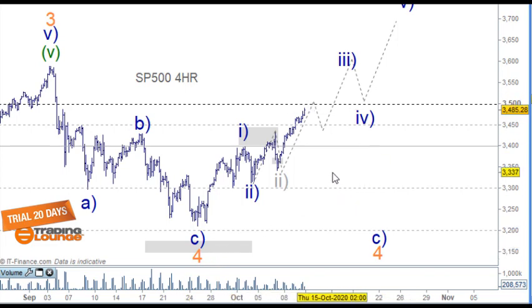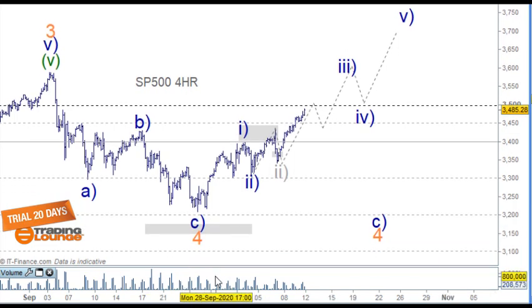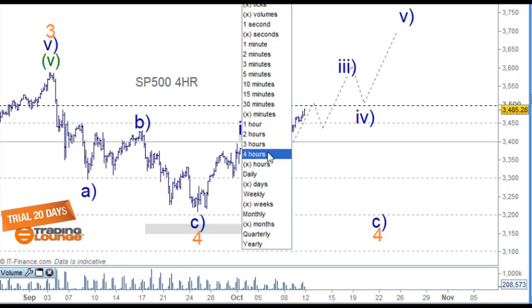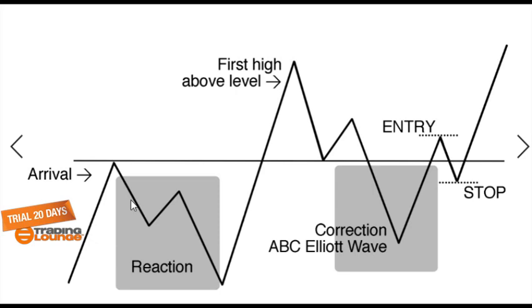Now, let's go to the hourly chart. In a nutshell, as somebody said, "Oh, Pete, this looks too easy, so there's got to be a problem there." Strange but true. What we'll do is look for a classic trading levels pattern at this point. The classic trading levels pattern is where we have the arrival, the reaction. If this is the 3,500 area here, the first high above the level is our reference point, then a corrective move, and then moving to the upside here.